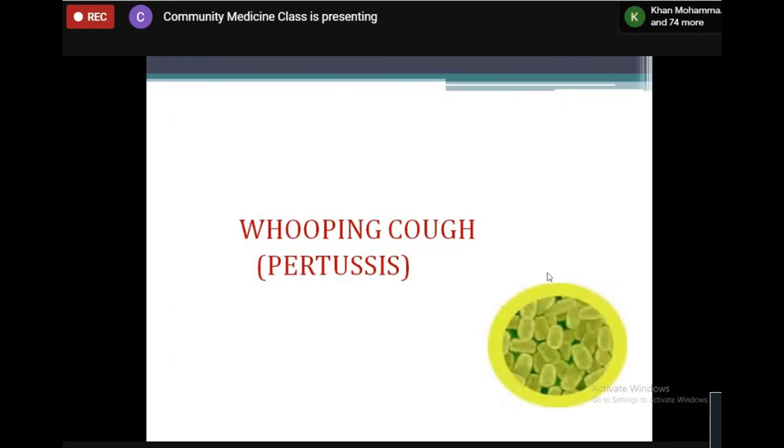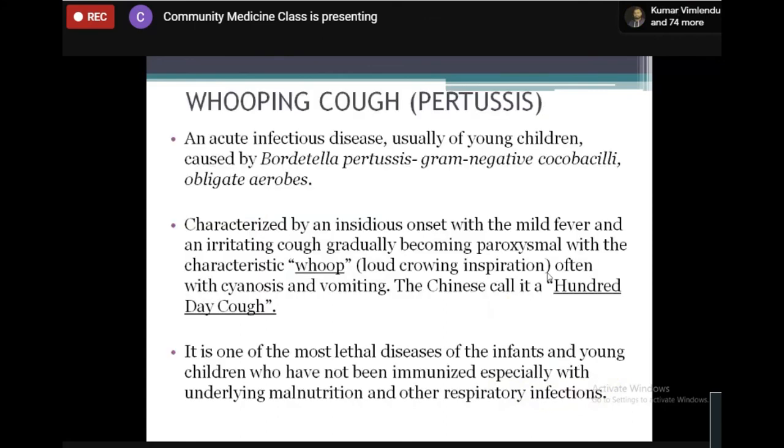So, whooping cough. Let's move on to whooping cough. This is again a very small chapter. It is also known as pertussis. Pertussis is also known as whooping cough because pertussis causes whooping cough, right? So, whooping cough, as the name suggests, the child develops a very lengthy, violent attack of cough.